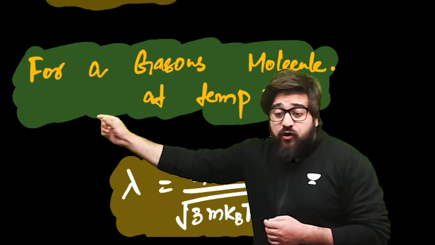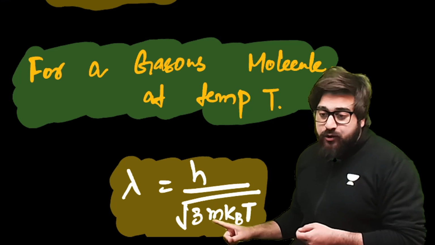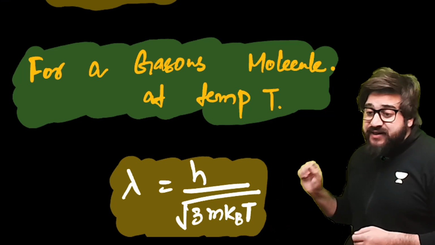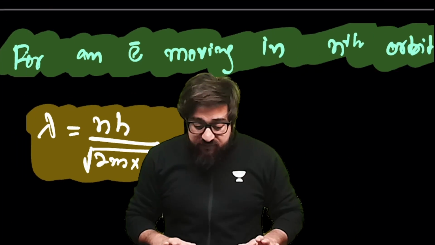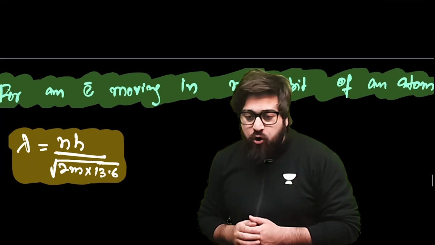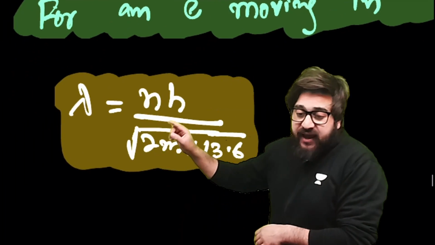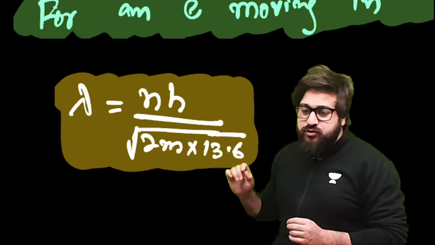Now for a gaseous molecule, how much is the de Broglie wavelength? h upon root of 3m kB T. kB is the Boltzmann constant, T is the temperature. Now my dear friends, if there is an electron moving in the nth orbit of an atom, how much de Broglie wavelength does it have? n is the nth orbit, h is Planck's constant, 2m into 13.6.